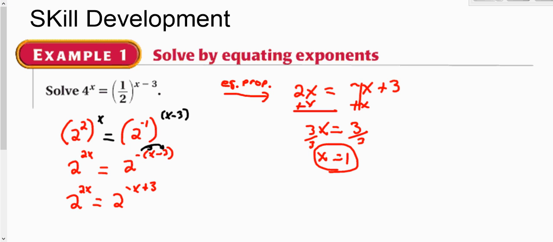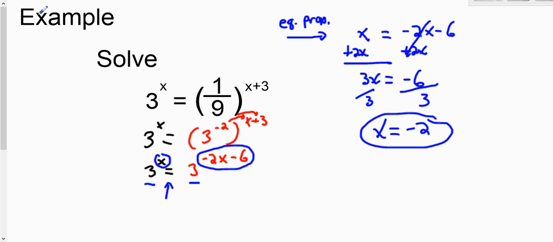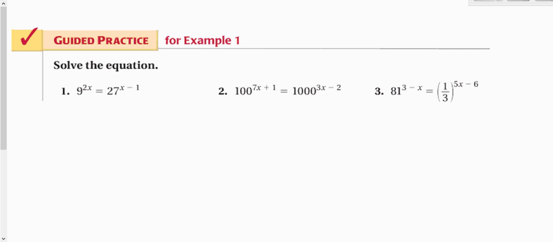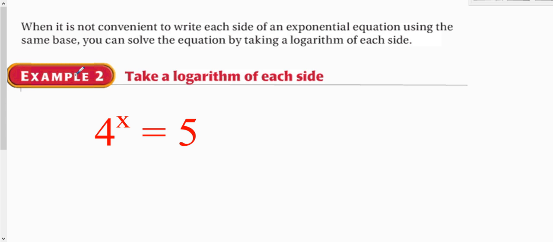This is the example we worked in the first video, where we could rewrite the bases to the same. Here's the second one we worked, and again, we could rewrite the bases to the same. So let's take this one. When it's not convenient to write each side of an exponential equation using the same base, you can solve the equation by taking logarithms of each side, and that's what we're going to do. The best I can do with 4 is write that as a power of 2. 5, I cannot write as a power of 2. Being as that's the first thing we look for, we're saying, I can't do it, so what do we do now? We're going to take the logarithm of both sides.